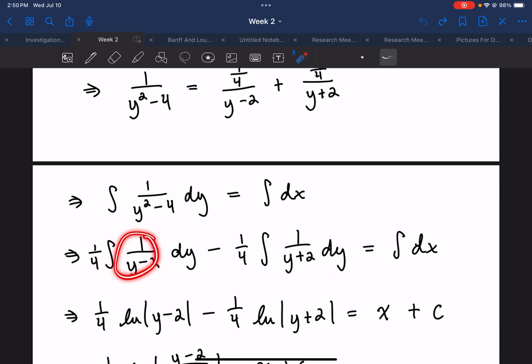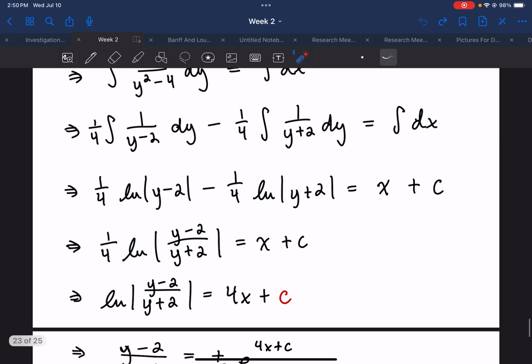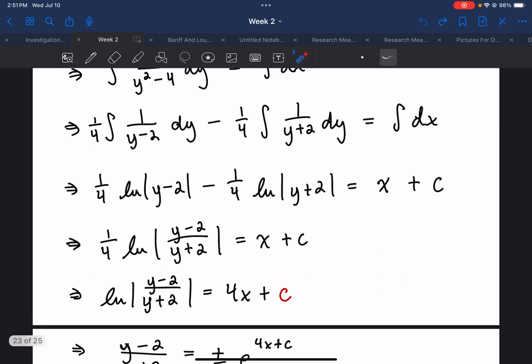Now each of these is a linear term on bottom, and I can do that by u-sub. And this is just a 1 dx, which integrates to x, right? So when I integrate both sides, I get 1/4 natural log |y - 2| minus 1/4 natural log |y + 2| equals x plus c.